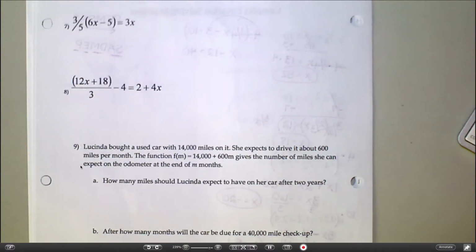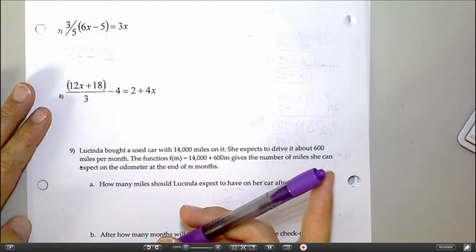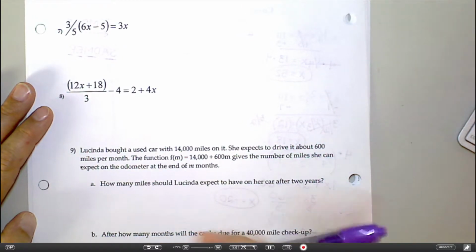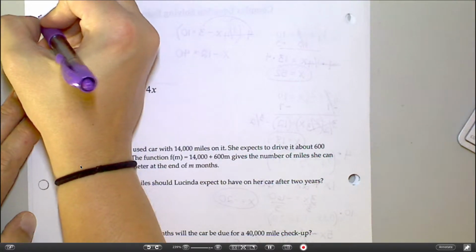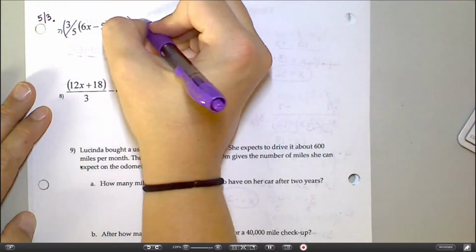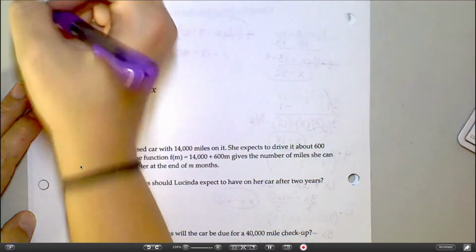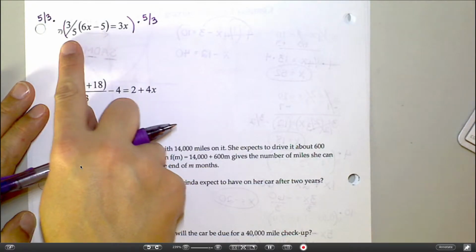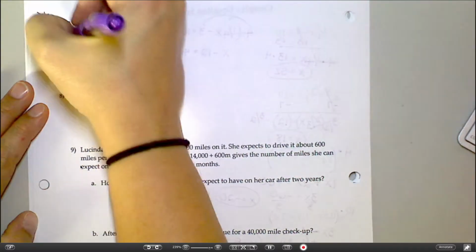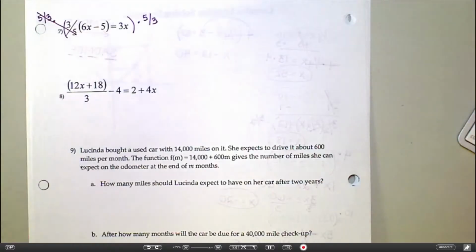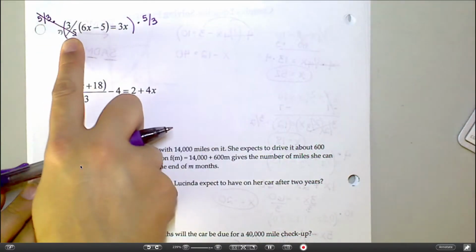Number 7. So the first thing I would do here is clear out that fraction, because that fraction is ugly. So I'm going to multiply everything by 5 over 3, because that's the reciprocal. So all that's going to happen on this side, and this is the part that messes everybody up, is that the 5/3 and the 3/5 are going to cancel each other out, and this parenthesis is going to just stay the way it is, because you already multiplied by that 5/3 out here.